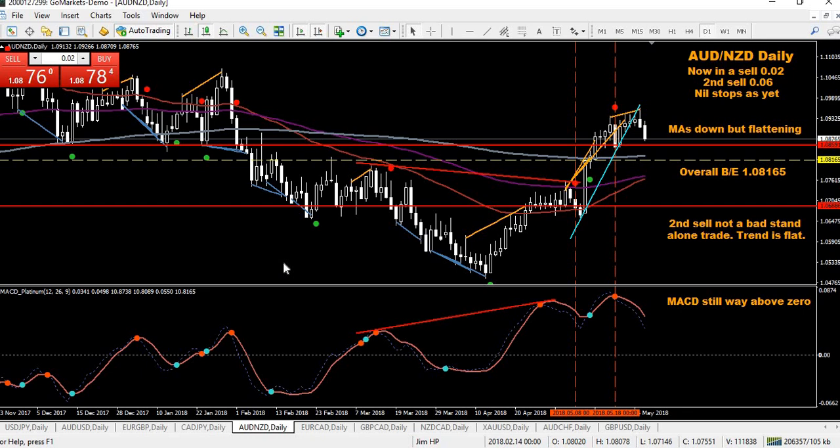Aussie New Zealand, starting to come good. Got in a sell down here on this first vertical line, and I missed taking the hedge buy, and I took a second sell there for a slightly bigger position size, as you can see on the right here.